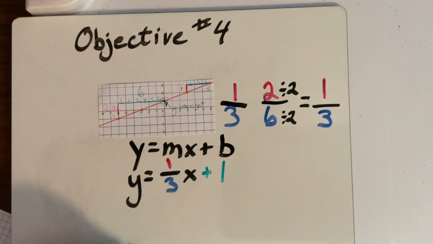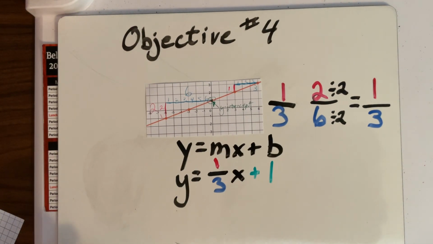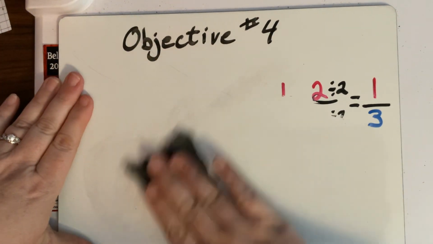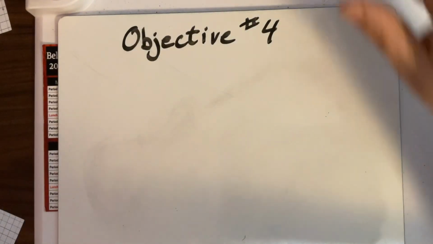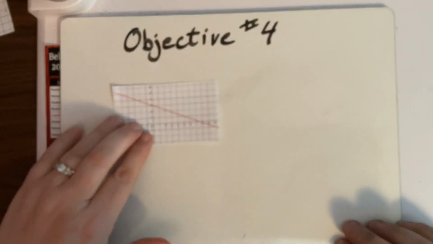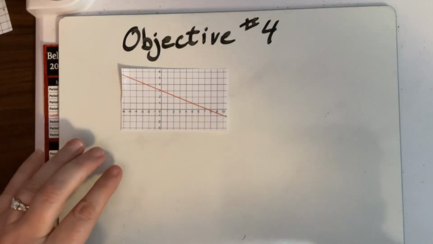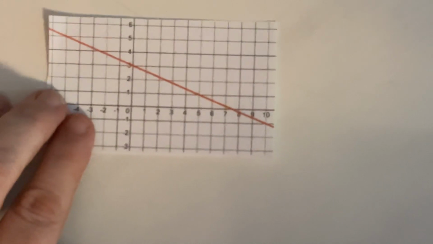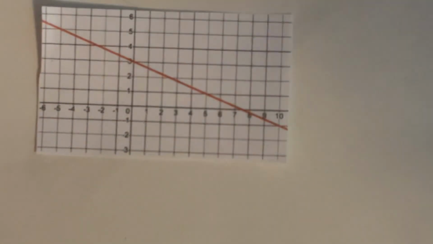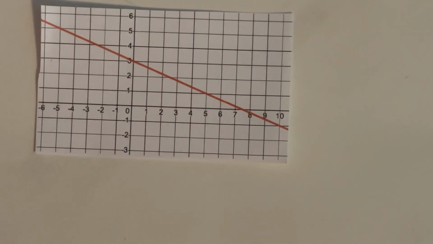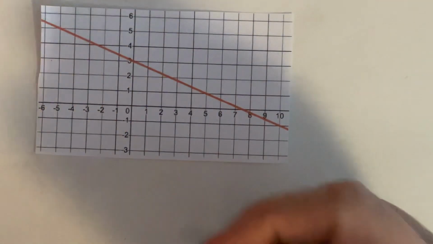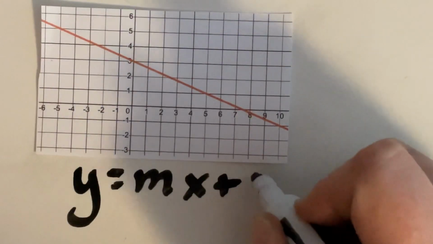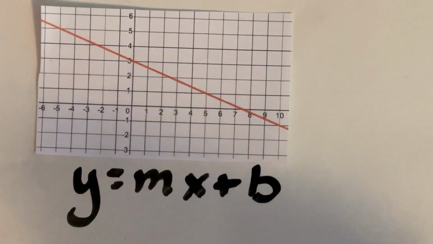All right, let's go ahead and try a different one. And then let's see if we can find one with no points on it. All right, this one looks pretty good. Let's try this one. Okay, nice and clear. Good. All right, again, let's make sure we have that y equals mx plus b answer.